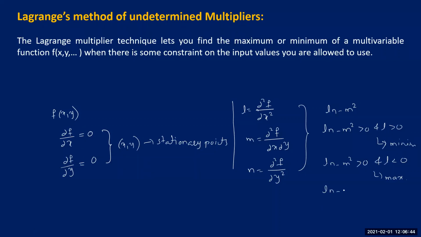And if LN minus M square is less than 0, we can say there is no minimum and no maximum at that stationary point, and further you can say it is a saddle point, isn't it? And when LN minus M square is equal to 0, we cannot say anything about extreme values at that stationary point. Some further investigation is needed to conclude about the extreme values at this stationary point, right? Now see, we have extended this idea even to functions of three variables.